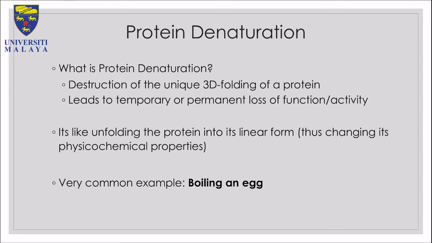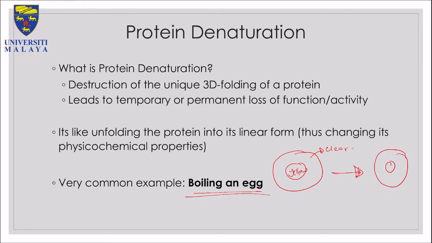Okay, a very common example is boiling an egg. If you boil an egg, normally the egg, of course the middle one, the yolk, is the one which is normally clear. But once you cook it, what will happen? Well, the clear yolk now becomes white. So this is a very common example of protein denaturation.